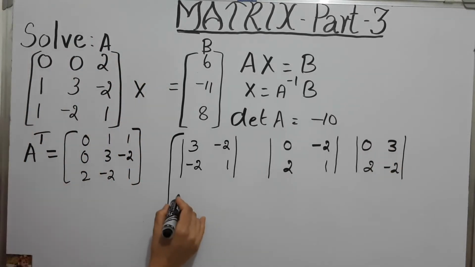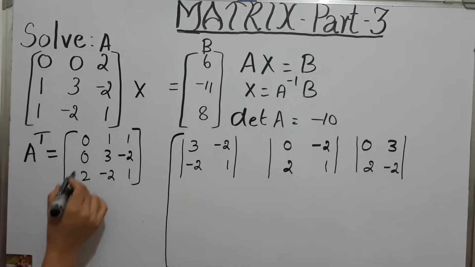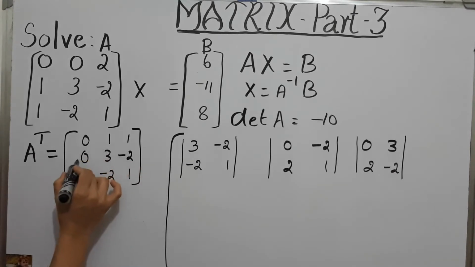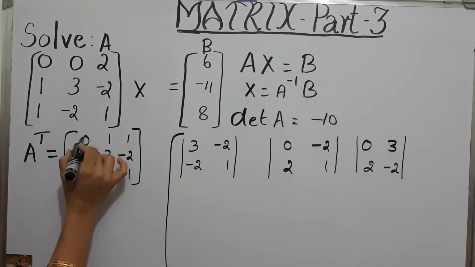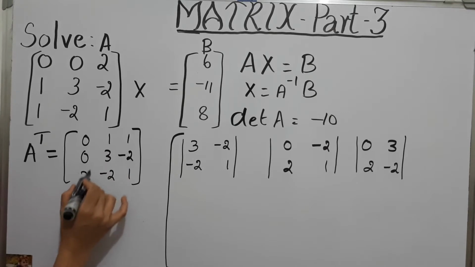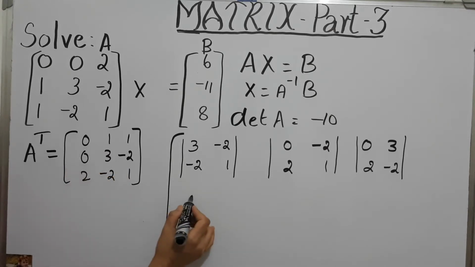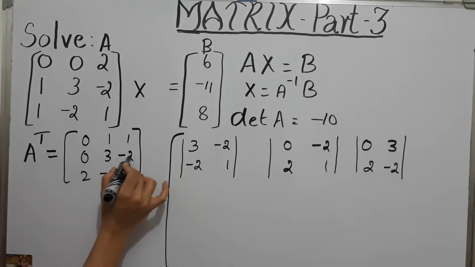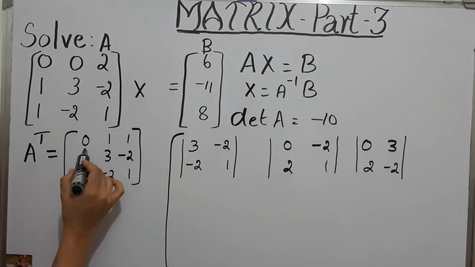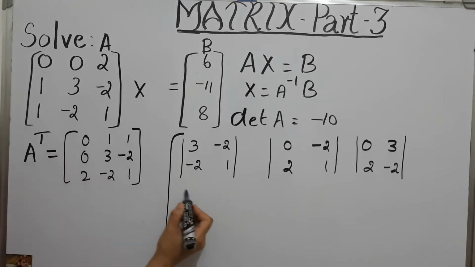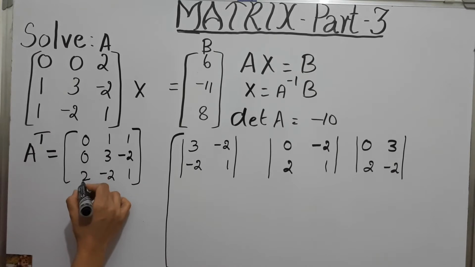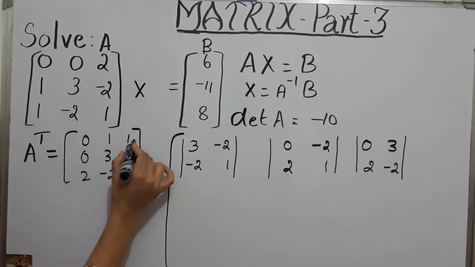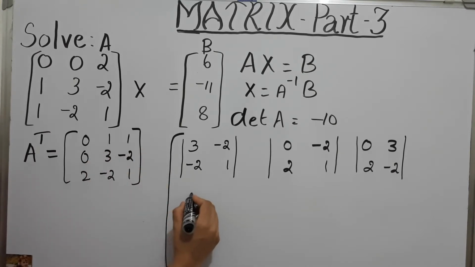For the second row, first element, you have to ignore the second row now. So you have to consider only the first and third rows. You are ignoring the second row here, and for the first element, you have to ignore the first column. So you have to take 1, 1, minus 2, 1.